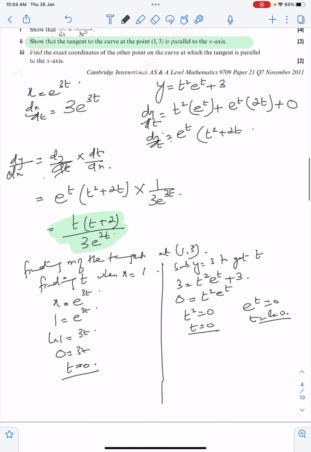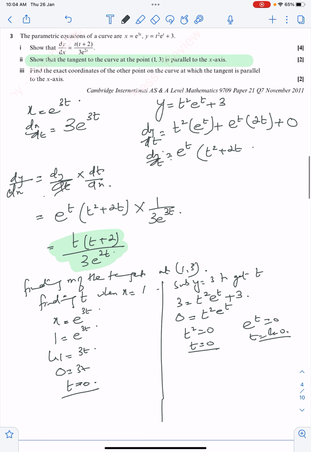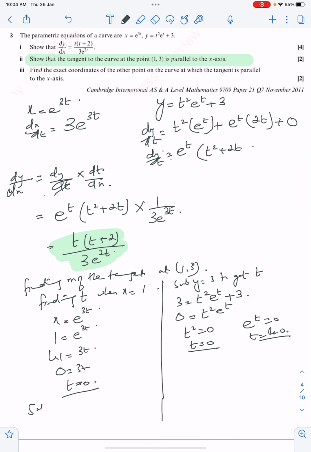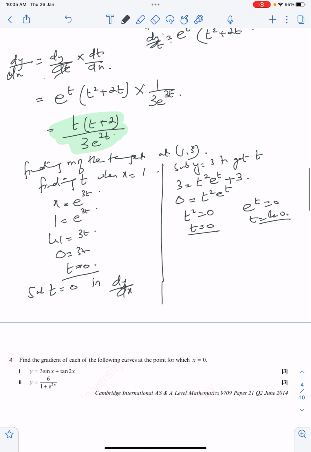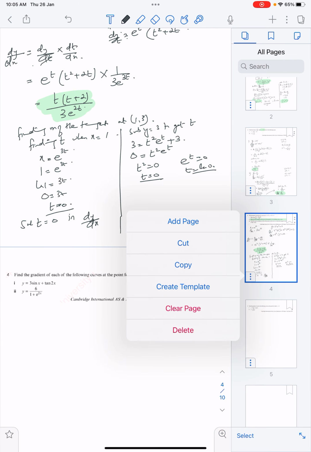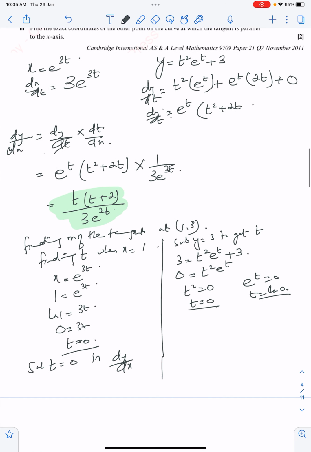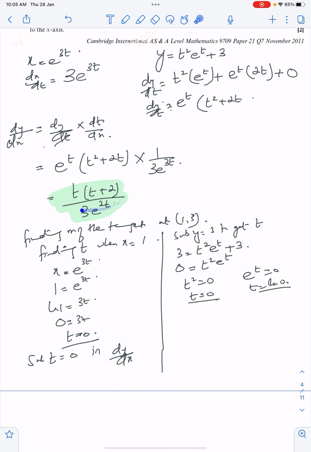Okay, so you have to substitute the value of t, which is 0, into dy by dx. Substituting t equals 0 in dy by dx. Okay, so this was the result of dy by dx. I have to plug in.